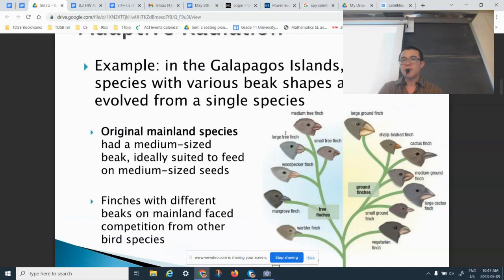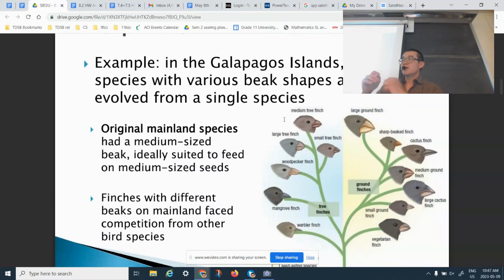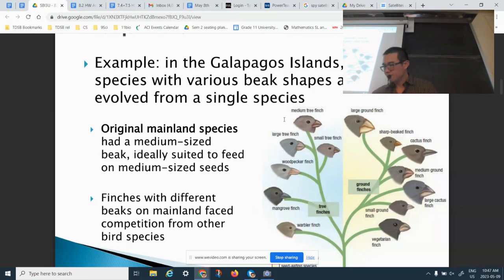So this would be an example of adaptive radiation because it's a relatively short time, and we're not talking about thousands and millions of years. And at the same time, they are still finches. They're still finches, different finches, but they're still finches. Okay. Questions so far?